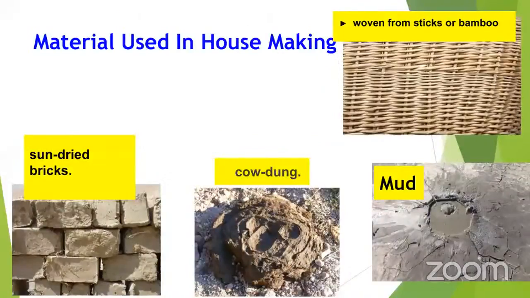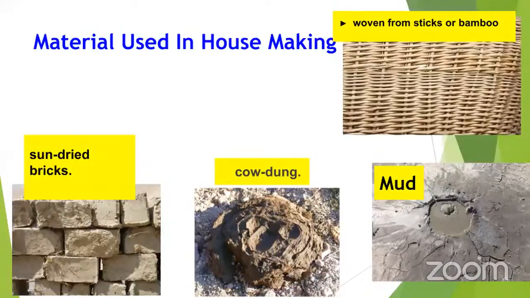Okay. And what materials were used to make houses? See, first one is sun-dried. Matlab the bricks were dried in the sun. What is the second one? Can anyone read? Cow dung. I hope you all know what cow dung is. Yes. Third one is mud. And last one, woven sticks of bamboo. Okay. These four materials in the beginning were used in making houses.